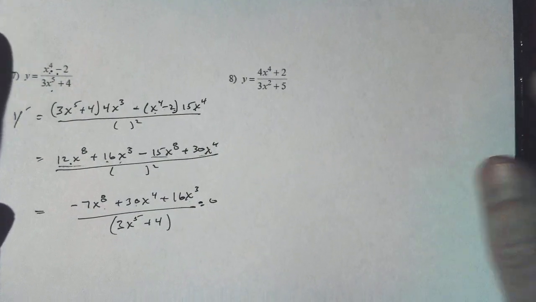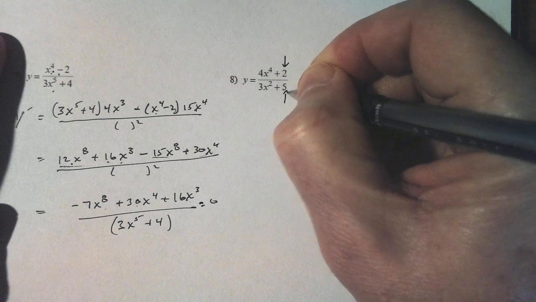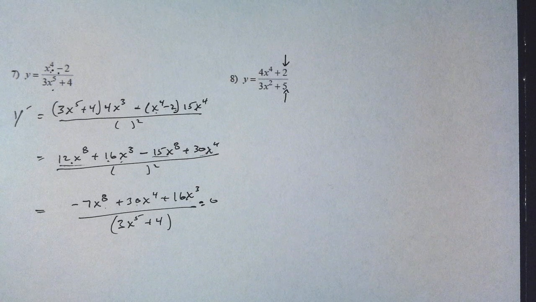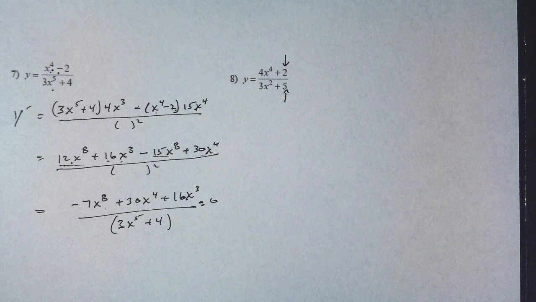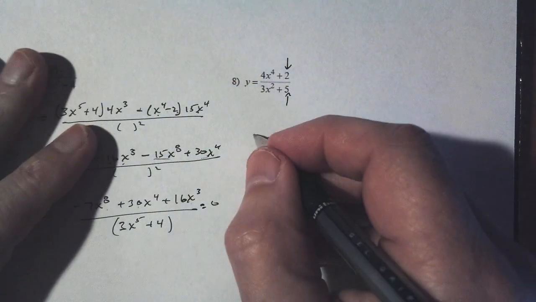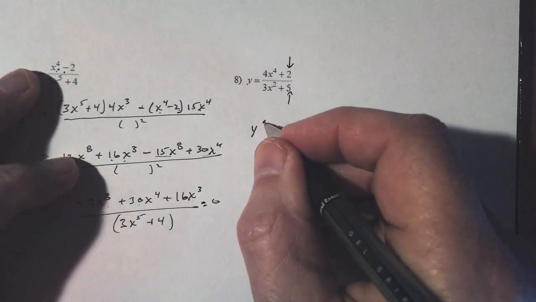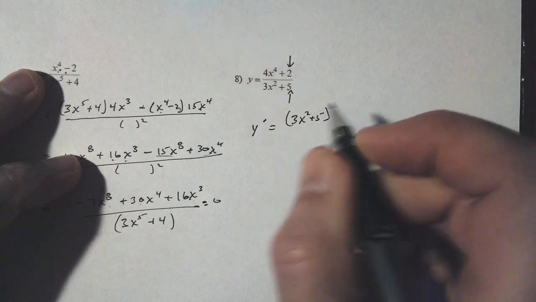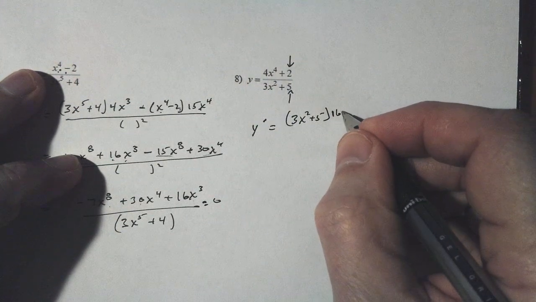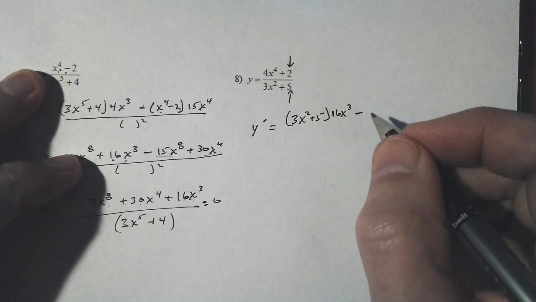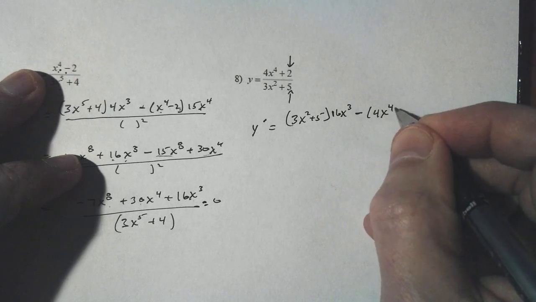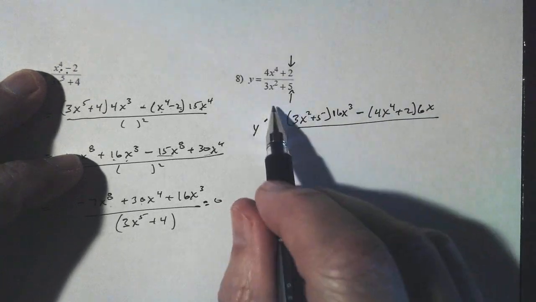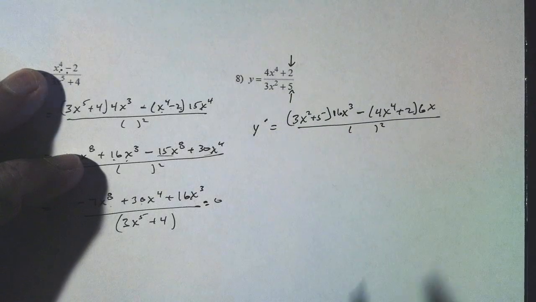Okay, if you have not tried one, this one's fairly friendly. Again, we have two constants, which helps us out a little bit. Go ahead and give it a shot. Y prime is low, 3x squared plus 5, D high, 16x to the third, minus high, 4x to the fourth plus 2, D low, 6x. All on the square of the thing below.